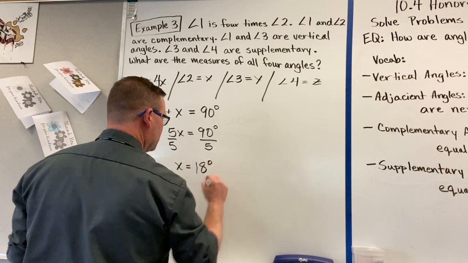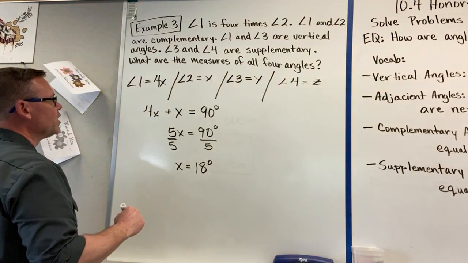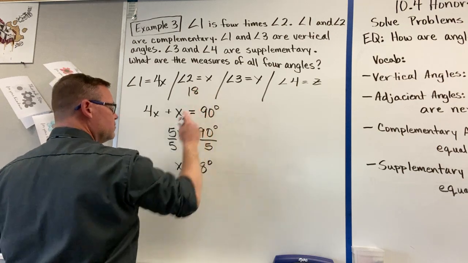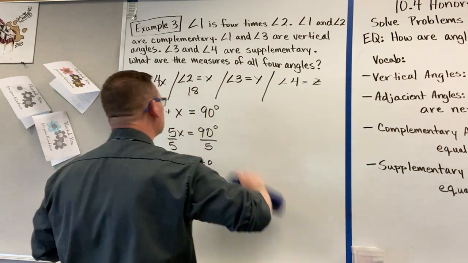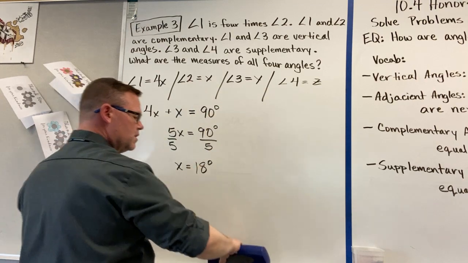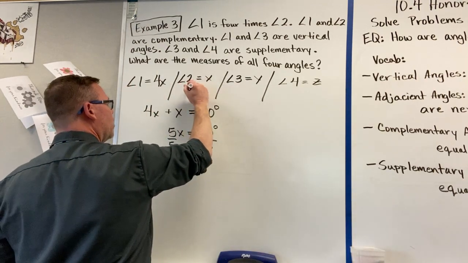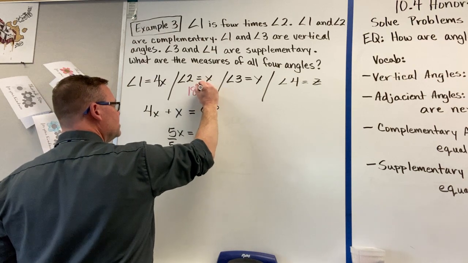Should know that off the top of my head, but I couldn't think of it. So in other words, angle 2 is going to be 18 degrees. In fact, let me write that up there in a different color so you guys can see it. So we just figured out that this is 18 degrees.